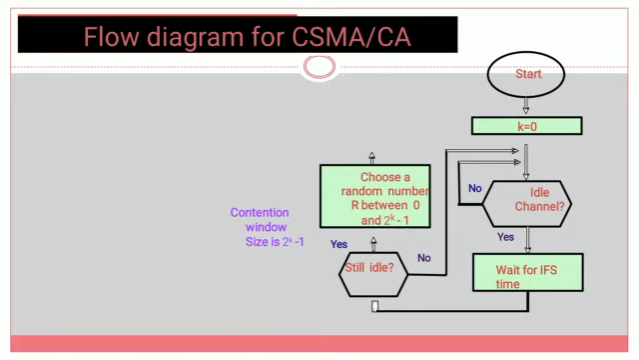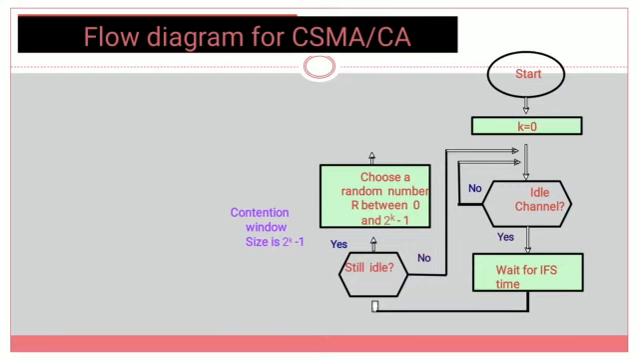So if the channel is again idle, then it will choose a random number r between 0 and 2 to the power of k minus 1. Why are we calculating the random value r between 0 and 2^k - 1? Because here we are following the binary exponential backoff strategy. By using that strategy, a random number is chosen between 0 and 2^k - 1. So here the contention window size is 2^k - 1.